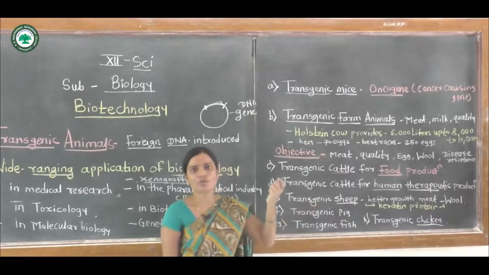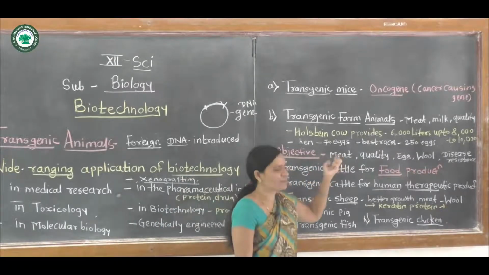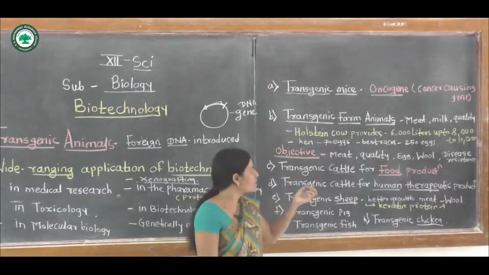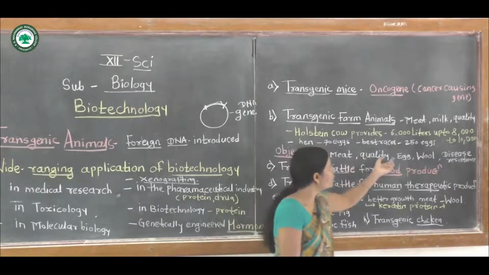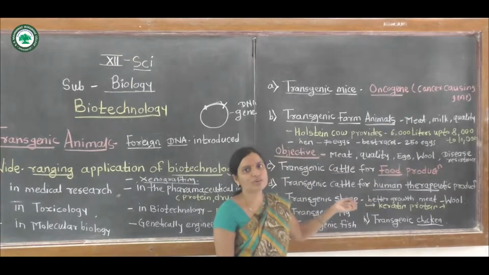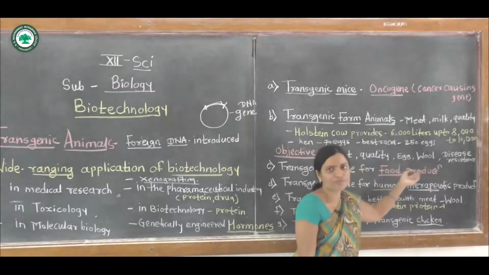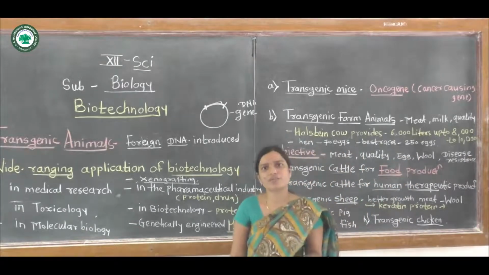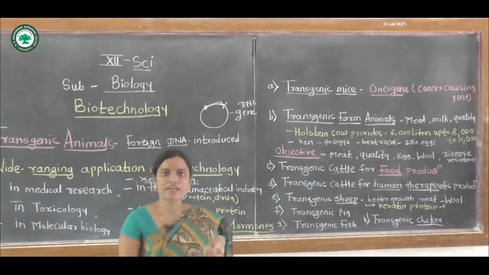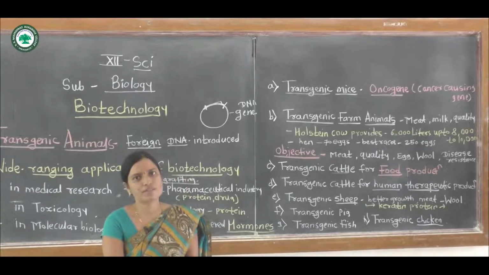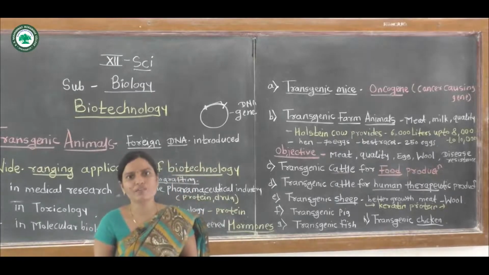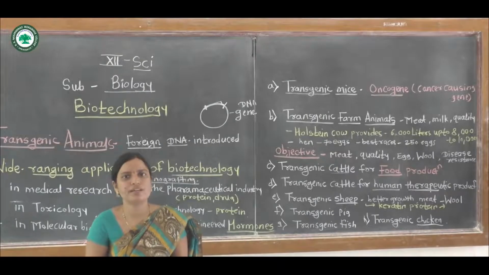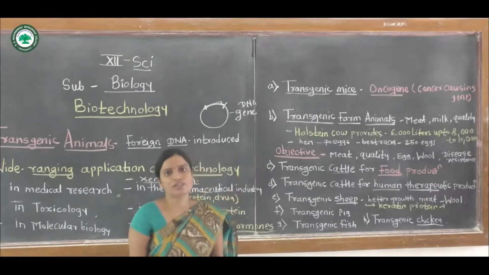The first objective is increasing the production of meat, which is one of the important applications. The second is increasing the quality of food. Also the egg-laying capacity, egg production, wool production, and disease-resistant varieties are developed through biotechnology. These are the main aims or objectives for transgenic animals: efficiency of meat production, improved meat quality, improved egg-laying capacity, wool production, and disease-resistant varieties.